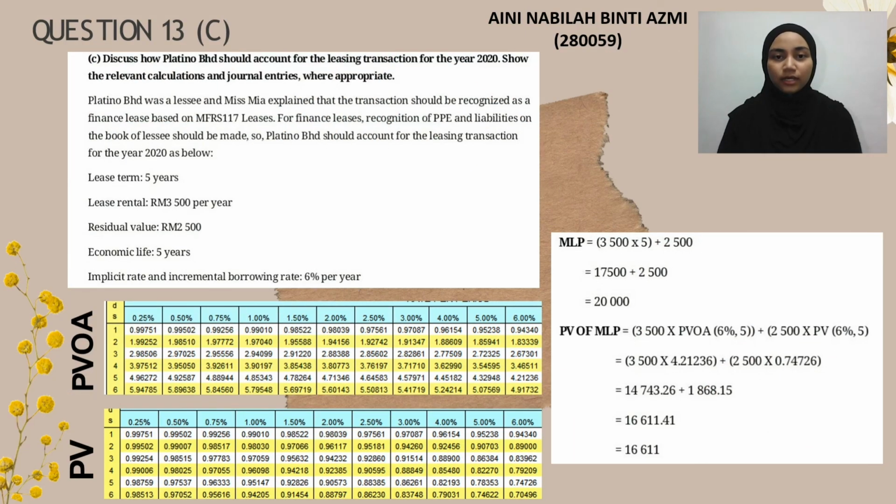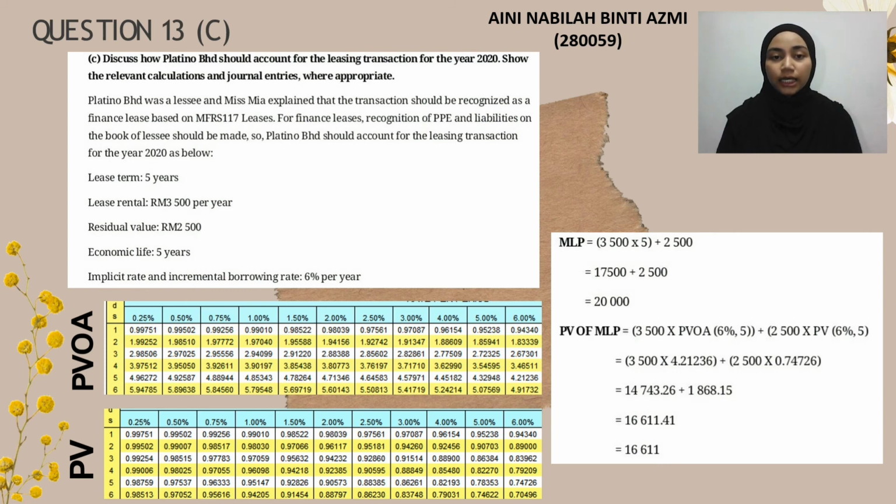Assalamualaikum and hello. My name is Aini Nabila binti Azmin, metric number 280059, and I will explain the last question, which is question 13, part C, about how Platino Berhad should account for the leasing transaction for the year 2020. According to this question, Platino Berhad was a lessee, and Ms. Mia explained that the transaction should be recognized as a finance lease based on MFRS 117 Leases.